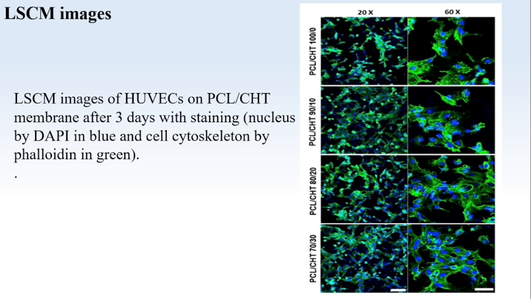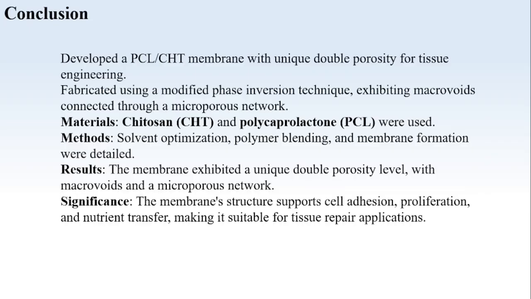MSCs can be seeded into the scaffold to receive VEGF and differentiate into smooth muscle cells, while ECs can be seeded on the luminal side to regenerate the endothelium. As cells grow, the scaffold is gradually replaced, eventually being absorbed by the body to form a blood vessel construct. For the conclusion, this study has developed a PCL chitosan membrane with unique double porosity for tissue engineering, fabricated using a modified phase inversion technique, exhibiting microvoids connected through a microporous network.